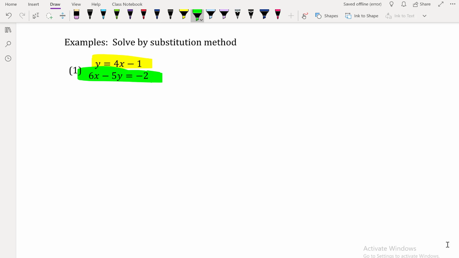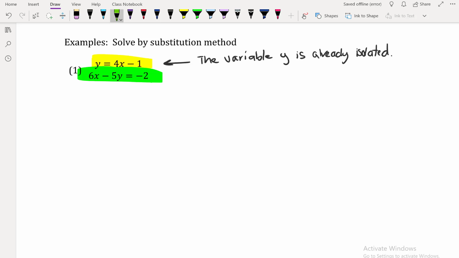So here, for example number 1, we have this top equation, y is equal to 4x minus 1. And we have this bottom equation that I'm going to highlight in green, 6x minus 5y is equal to negative 2. What we can do is substitute the first equation into the second equation. The reason I picked this equation to substitute is that the y is already isolated. So because it's already isolated, I'm going to go ahead and write down my second equation.